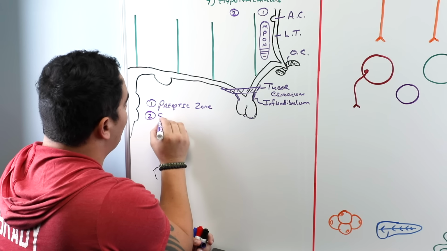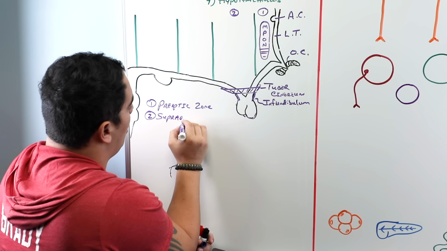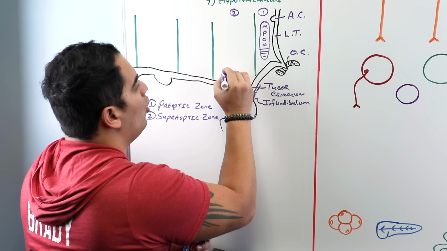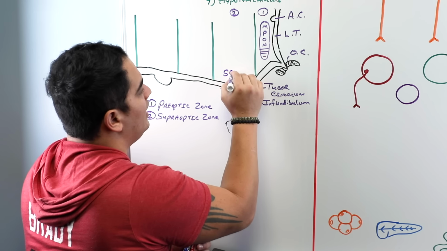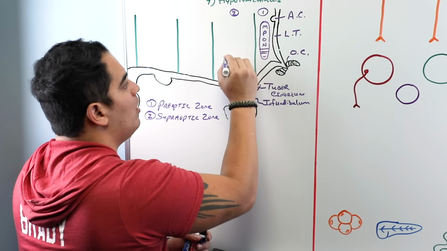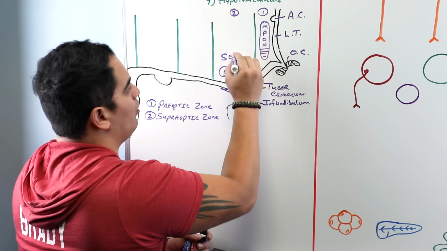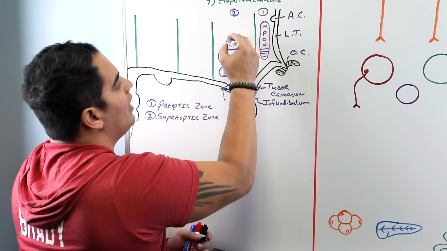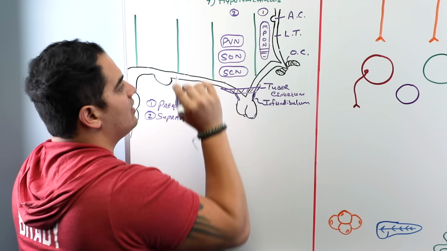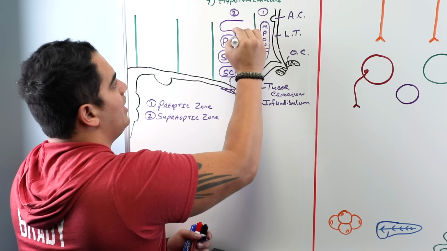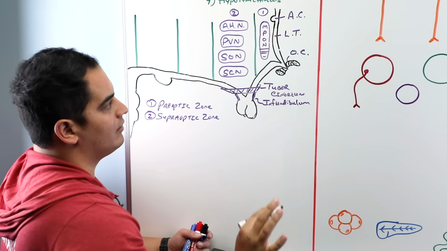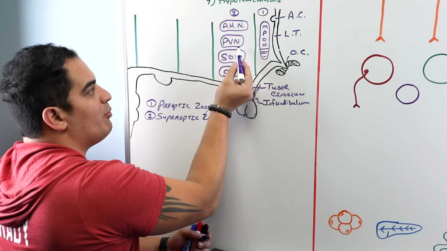The second zone here is actually very important. Lots of nuclei in this one. It's called the supraoptic zone. And in the supraoptic zone, there's tons of nuclei. One of these nuclei is called the suprachiasmatic nucleus. So the suprachiasmatic nucleus is one. You know, another one is called the supraoptic nucleus. That's another one. Then above that is the paraventricular nucleus. And then lastly, very important one here, is the anterior hypothalamic nucleus.